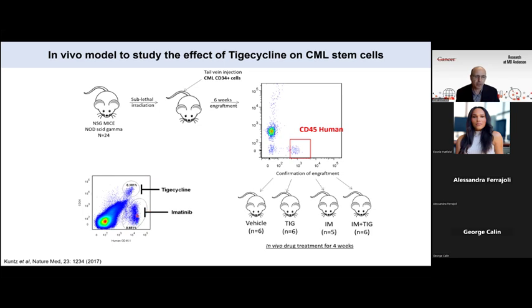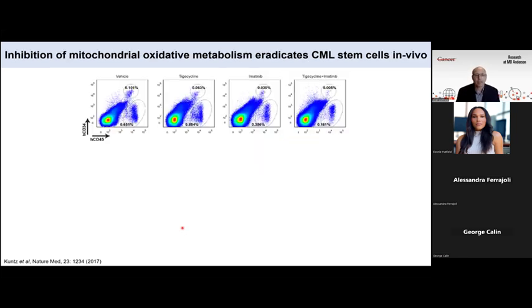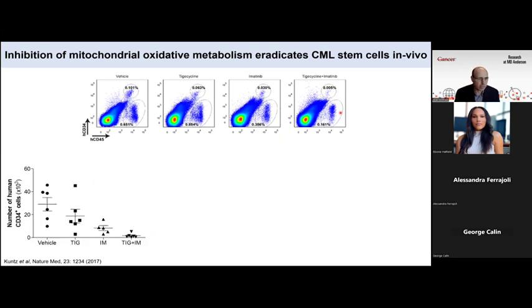These are the CD34 negative cells, but tetracycline will take care of the leukemic component, and hopefully together we will eradicate this tumor. That's exactly what you see here. The combination dramatically decreased the number of leukemic stem cells in these mice. This is actually quantified here, as you can see.